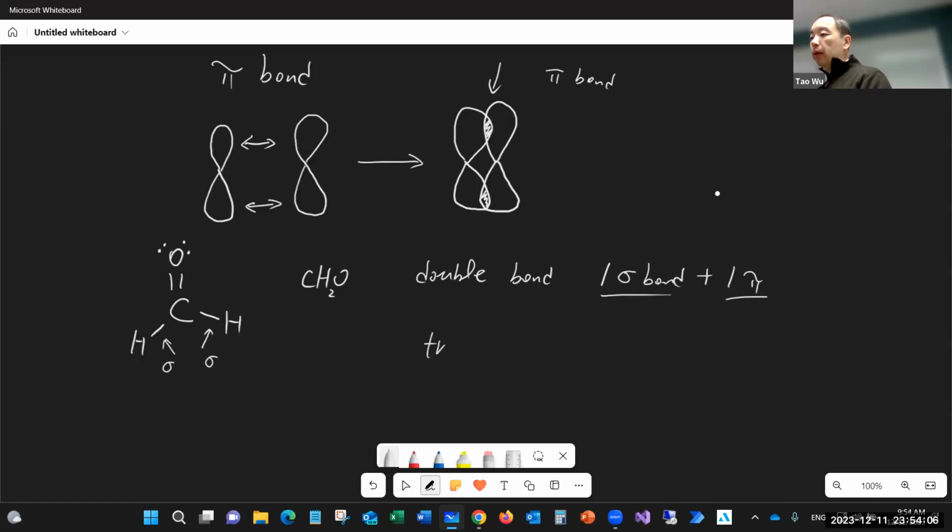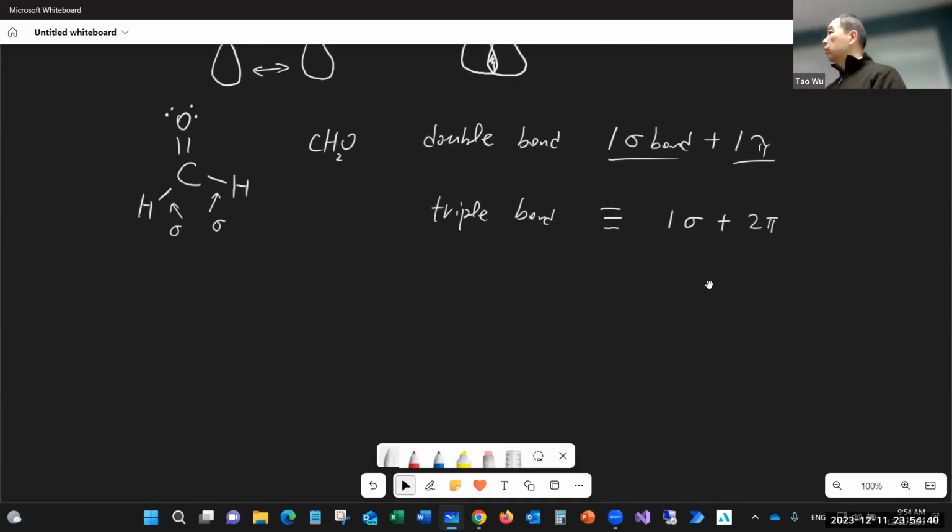But if you have a triple bond, it has three bonds over here, and one of these is a sigma, and two of those are pi. So a triple bond contains one sigma and two pi's. Okay, so this is generally what we talk about for the MO theory. And in general, they are just going to ask you one of the questions.